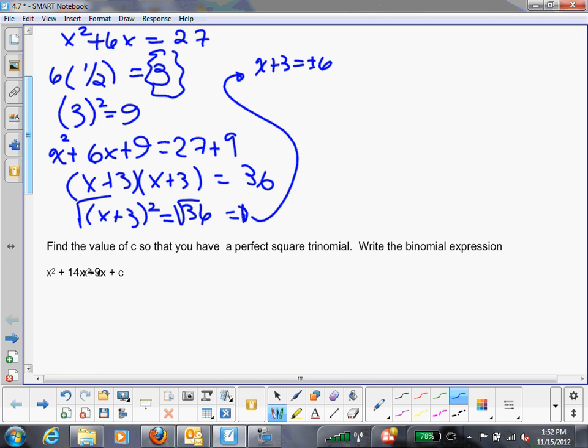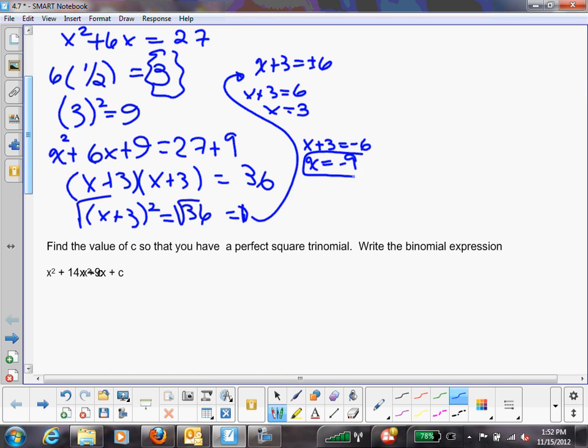Plus and minus 6. So I've got 2 equations in this case, don't I? I have that x plus 3 equals 6. What's my other equation? Yeah. Solving these gives me 3 as my solution and negative 9. Go through the process of solving. Questions? Are we okay? Okay, there's a lot of thinking going on here.